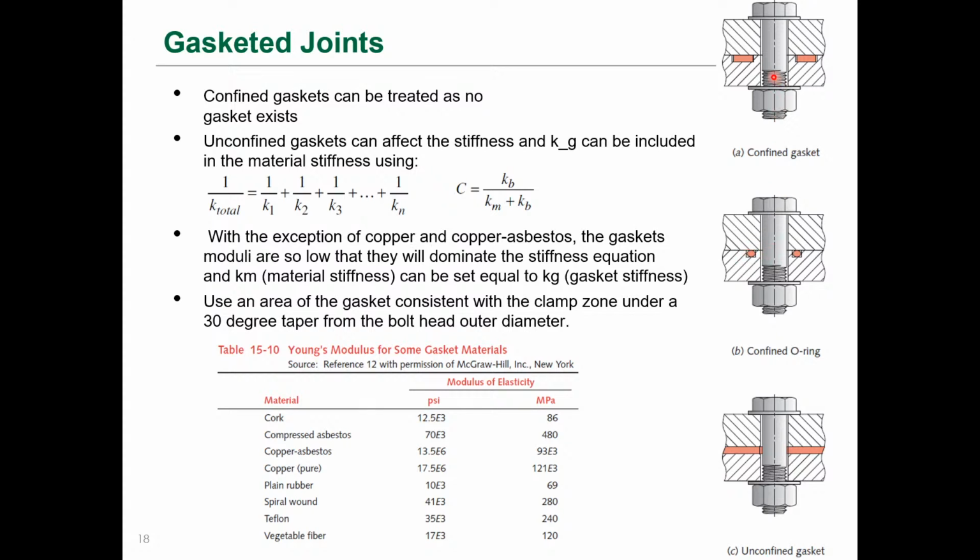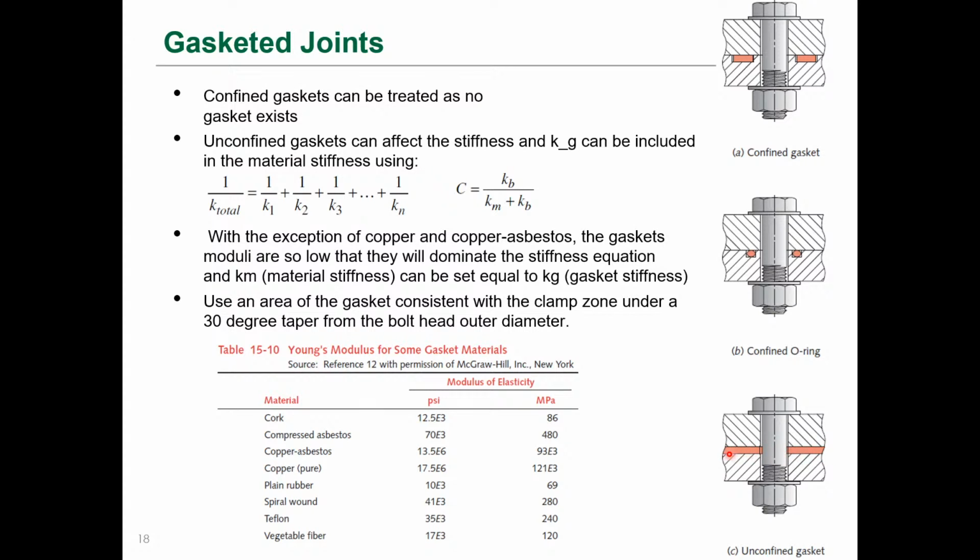And in this case, when you have a confined gasket, you can ignore the gasket. Okay, you can ignore the gasket stiffness because it doesn't have a significant influence on the design, because you have these materials that are in contact with each other here and here. And so the joint stiffness is not severely affected by this gasket material. That's not the case when you have an unconfined gasket, okay, which completely separates the two materials.